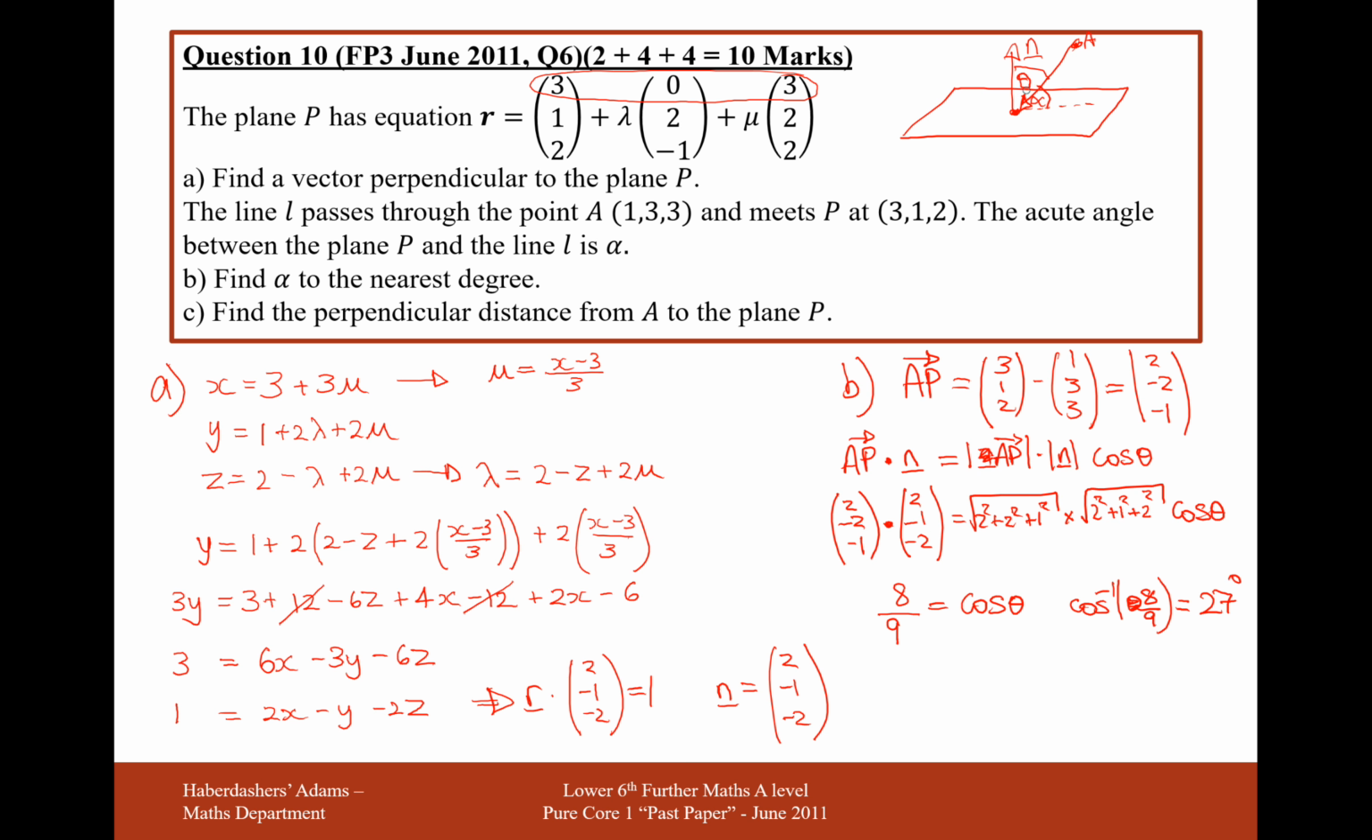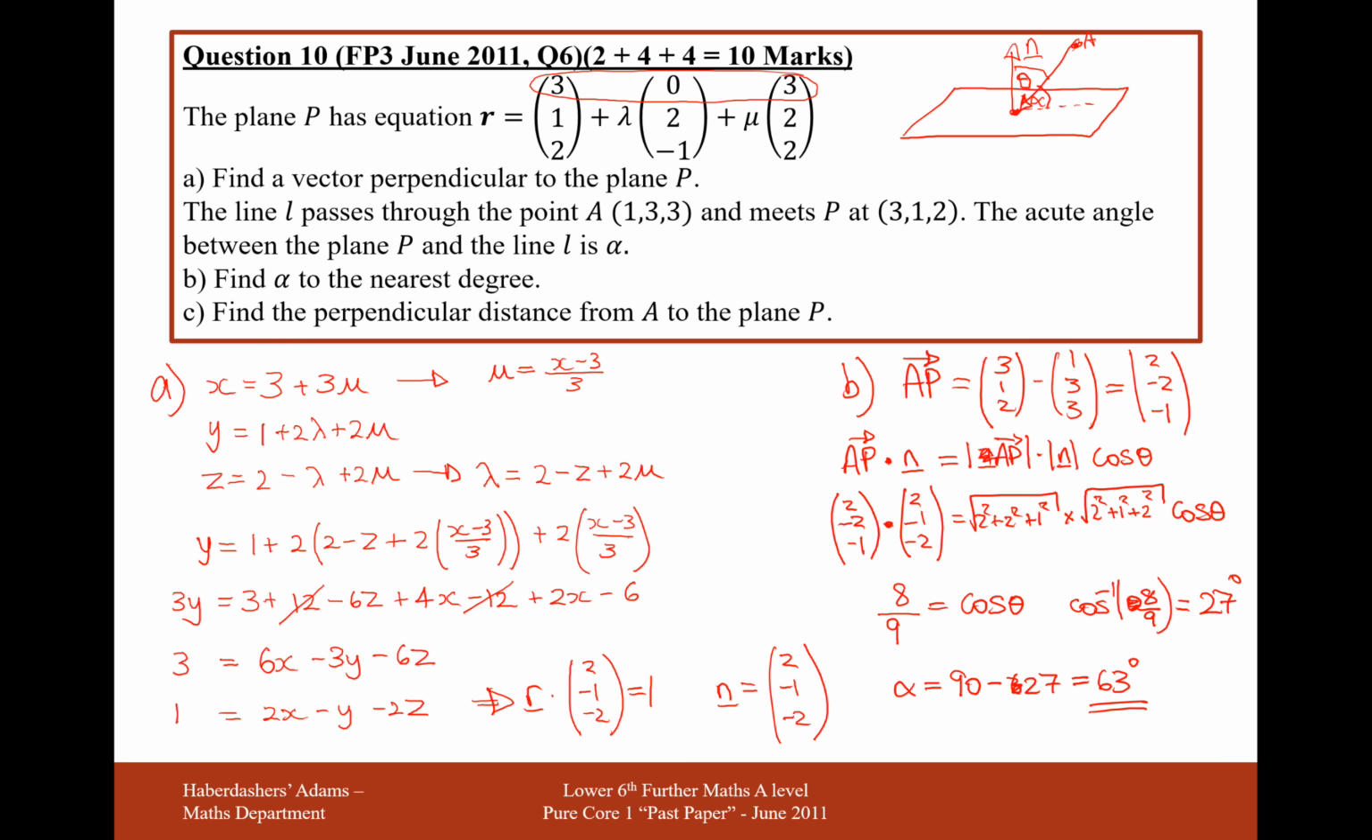Now this is going to give us our angle theta up here, so to work out the acute angle alpha, we need to then just do 90 minus 27, and we get the final answer here, which is 63. So that's our final answer for part B, 63 degrees. And the way we've done that is we worked out the angle between AP and n, and then did 90 minus it.